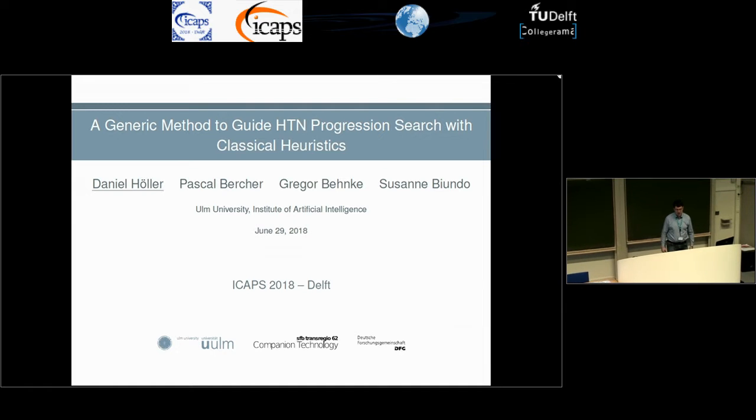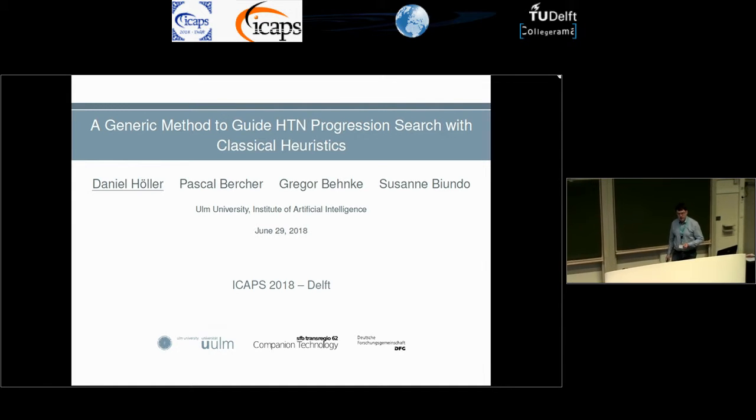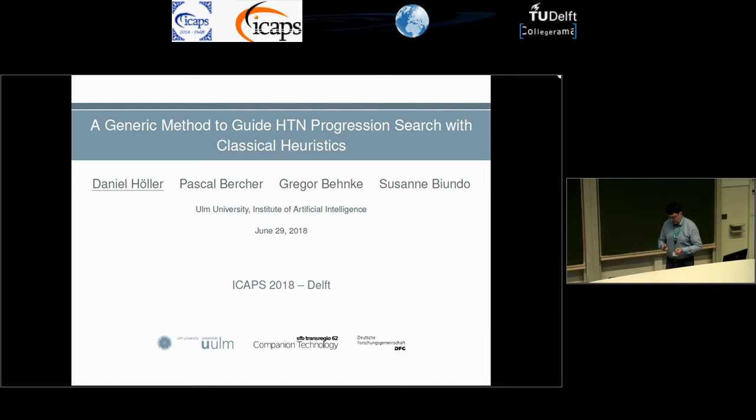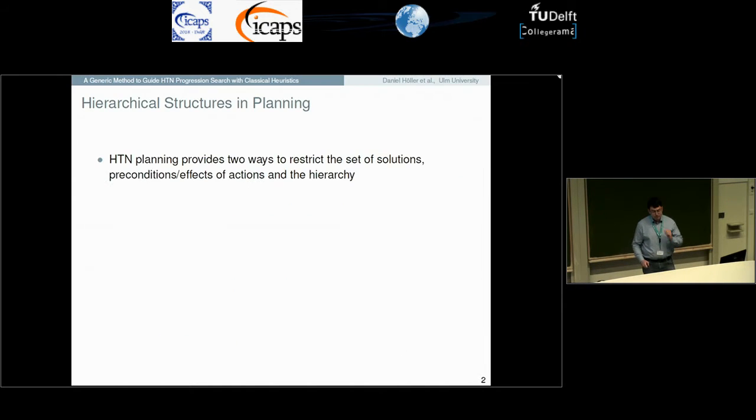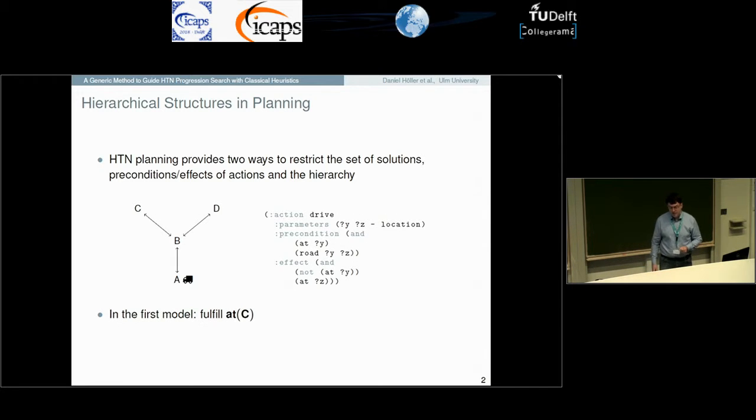So today I want to speak about some work on how to use classical heuristics in HTN planning. In HTN planning, you have 2 ways to model details of a domain. You can do it via the preconditions and effects of actions, or you can do it via the hierarchy. I want to give a small example on that.